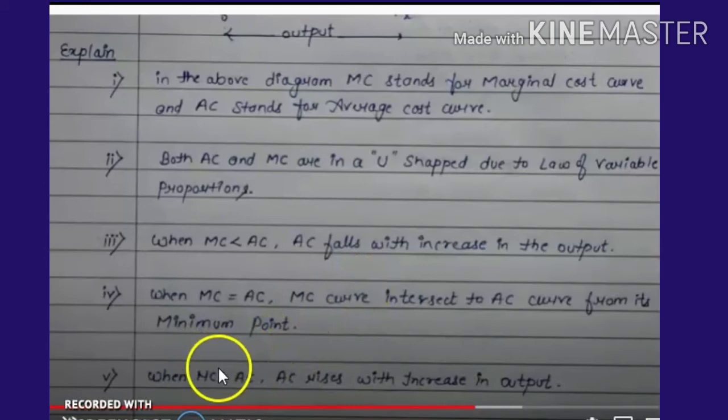So when MC is greater than AC, so when the MC curve goes up above the AC curve, AC rises with the increase in output. So then they will think of an increase in average cost. As the production is going down, you can know that AC, that is average cost spent, may be increased, more laborers may be introduced, and as a result AC will be rising.